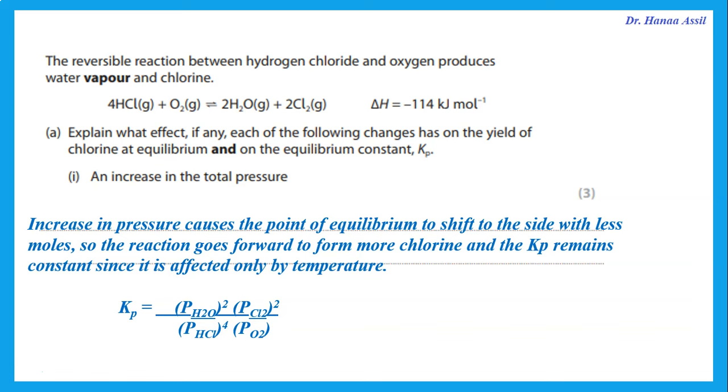Remember, looking at the equation, if we go forward, it forms 4. If it goes backward, it forms a total of 5 moles. So increasing the pressure goes to the side that gives less number of moles. That means in this reaction it will go forward, so it will form more chlorine. The Kp remains constant because we said the Kp is affected only by temperature.